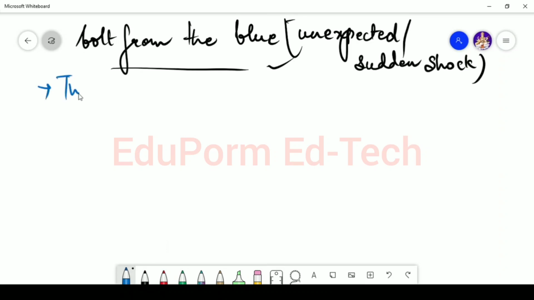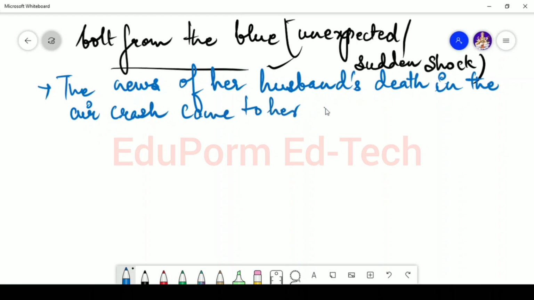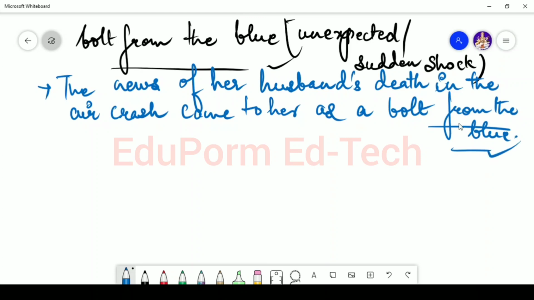like if I say that the news of her husband's death in the air crash came to her as a bolt from the blue. Okay, means it came, the news of her husband's death in the air crash came to her as an unexpected shock. Okay, a sudden shock.